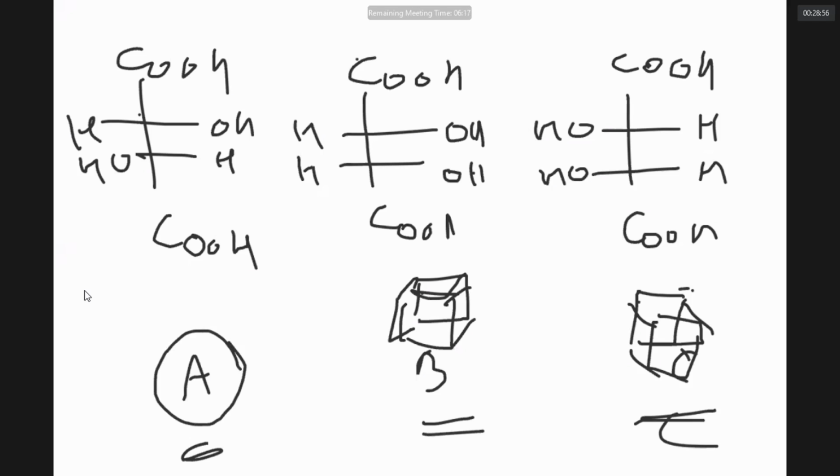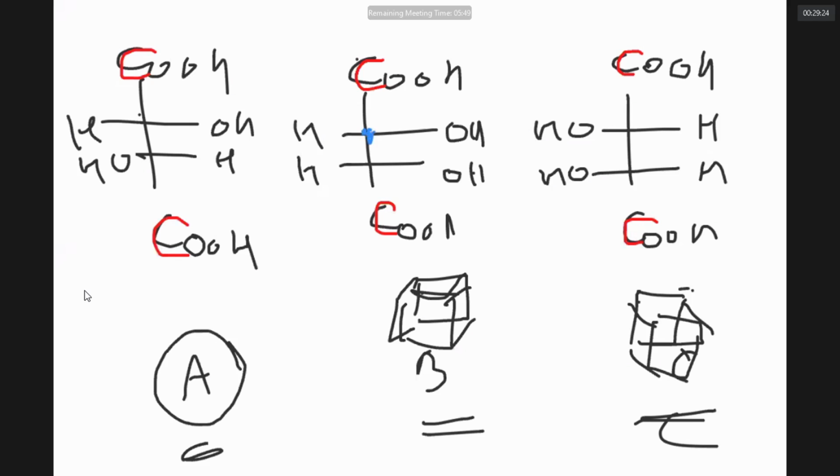Notice, does it have any chiral carbons? Is it a chiral carbon, sir? No, because the COOH carbon cannot be chiral as it has a double bond. So, is it chiral, sir? No, sir. Yes, sir. You are not seeing properly.